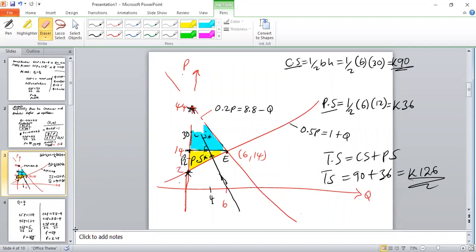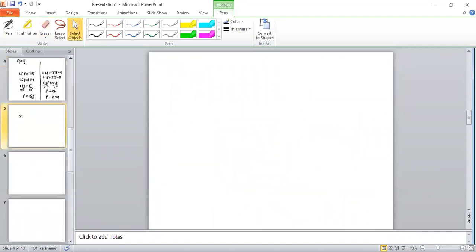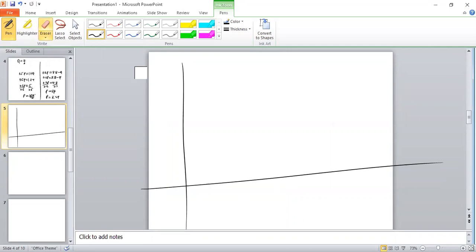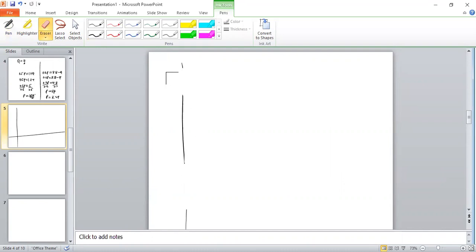We are on the same diagram. If you can just press Ctrl Z to undo the line. Ctrl Z. Okay.